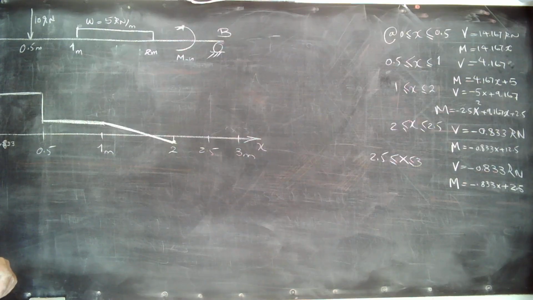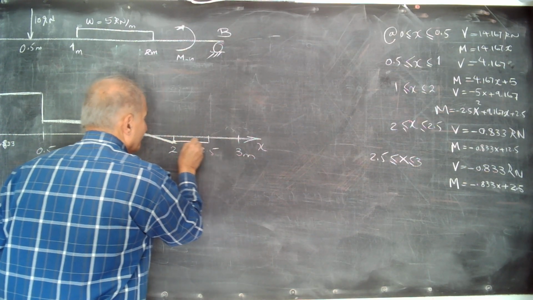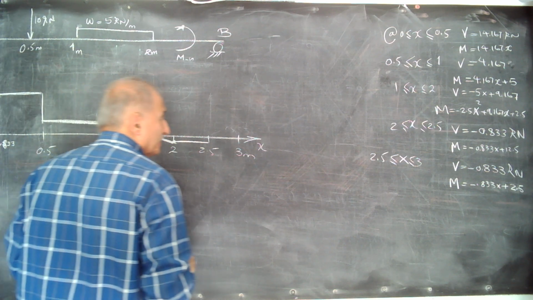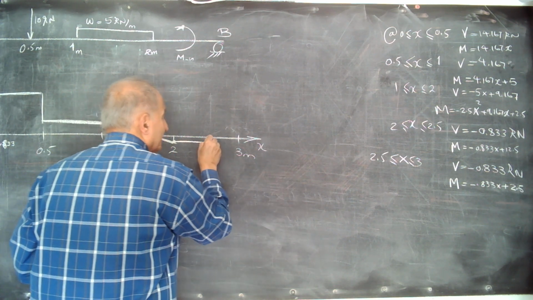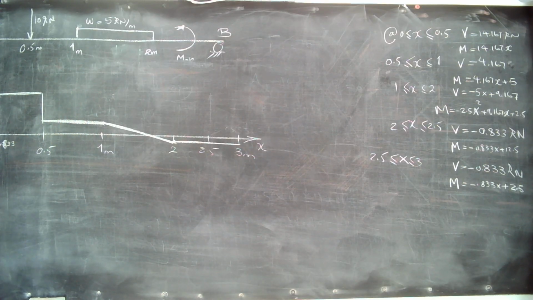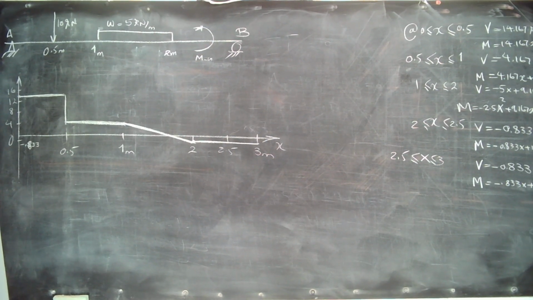After that, V is constant, 0.833 between 2 and 2.5. And again, it is constant, minus 0.833 here. That's the shear force diagram of the beam. That's what I showed you.